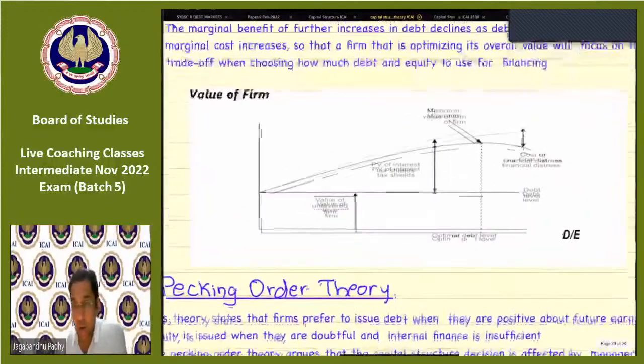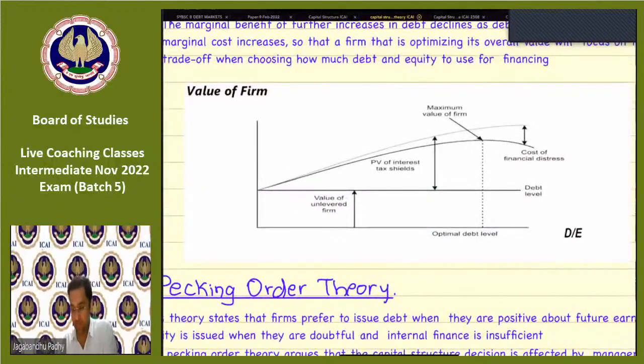Raghavan is asking, please explain the graph again. Okay, see Raghavan, as you take more and more debt, without any level of debt, the value of the firm is going to be this. This is the value of the unlevered firm, and this is the value of the levered firm. The unlevered firm will have a constant value irrespective of whether you take debt or not.